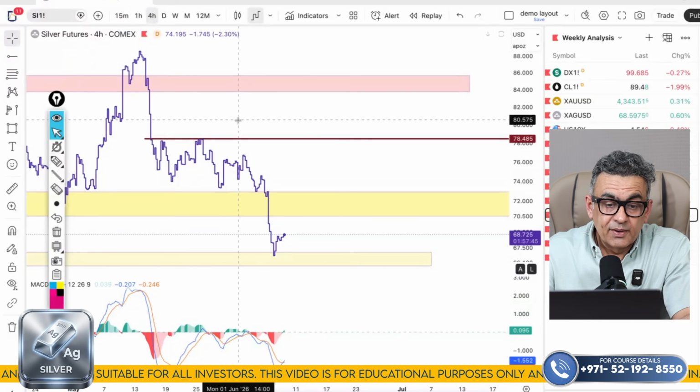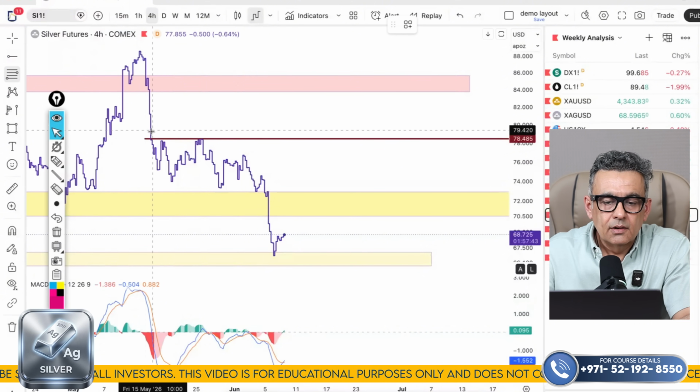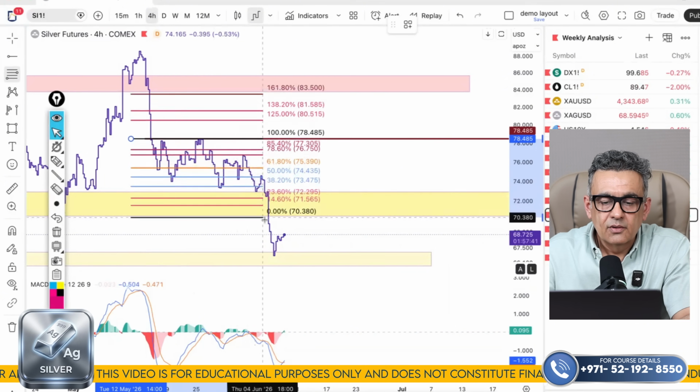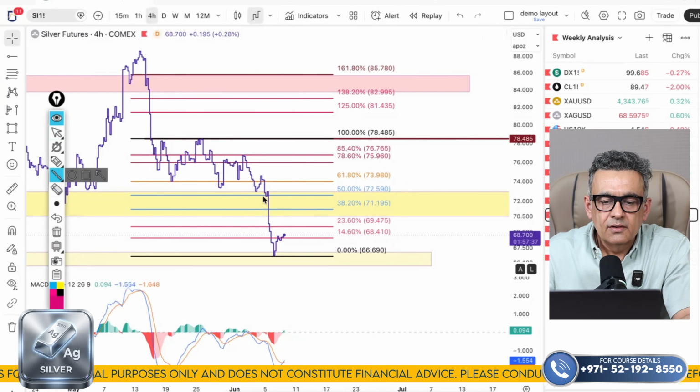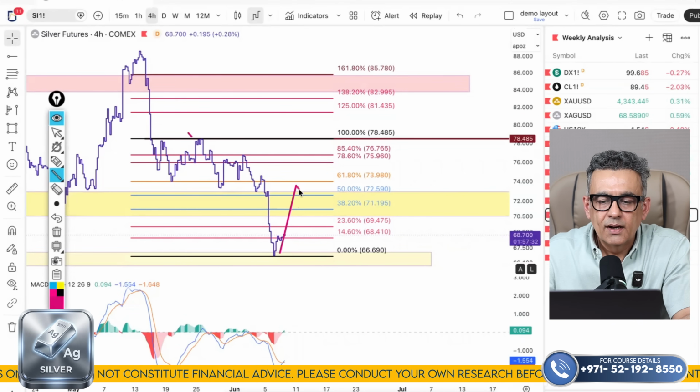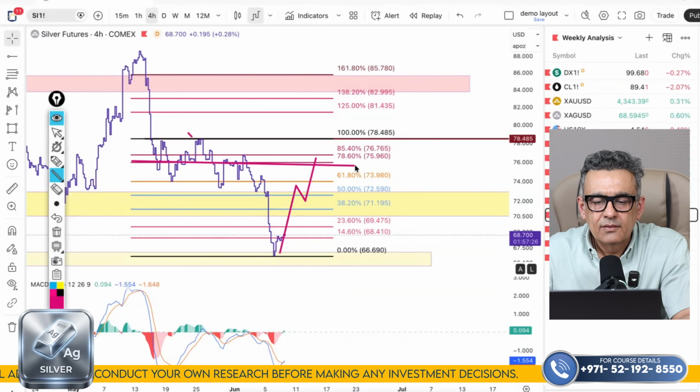Now I'm not expecting any clear direction until the FOMC announcement. So I'm going to apply a reverse retracement on this leg. So the best case scenario of the current leg, we will see retracement up to 61 or maybe 78 to 85. So 75 to 76 is going to act as major resistance.